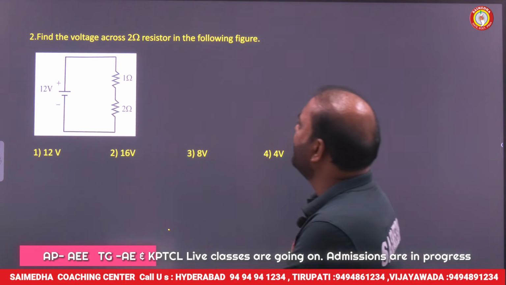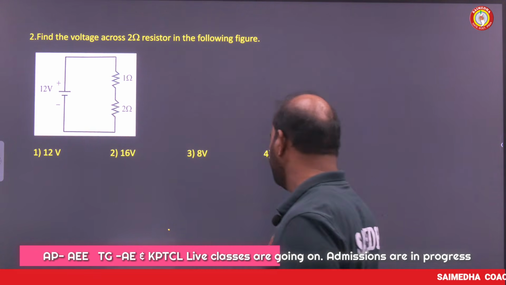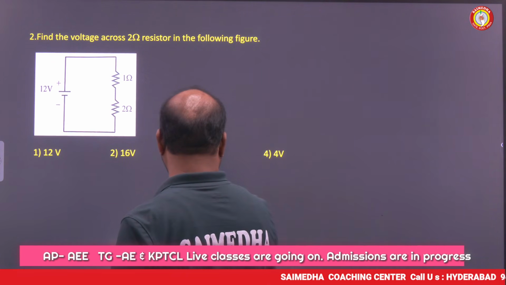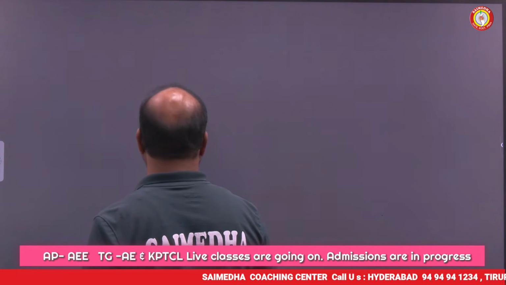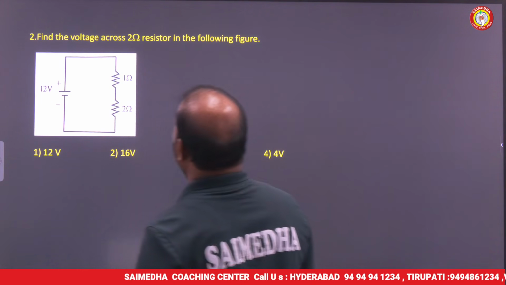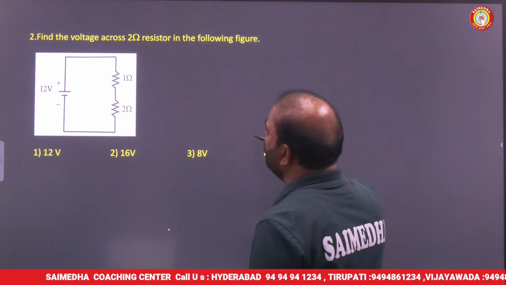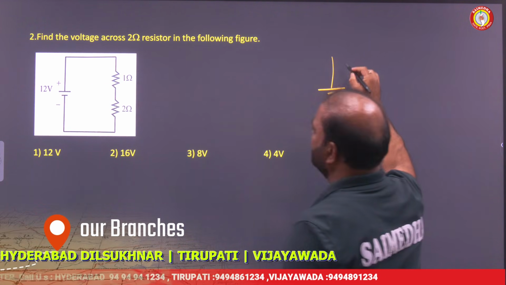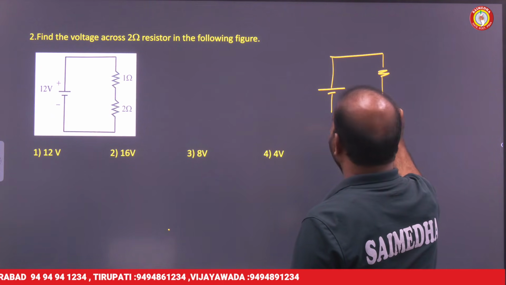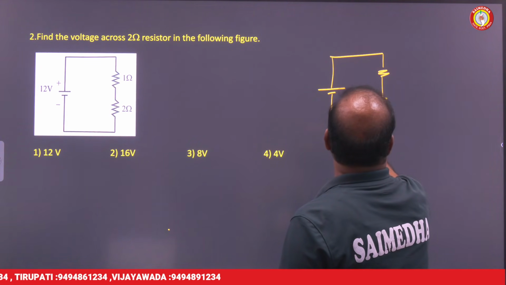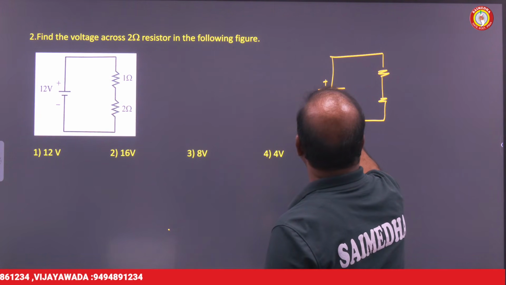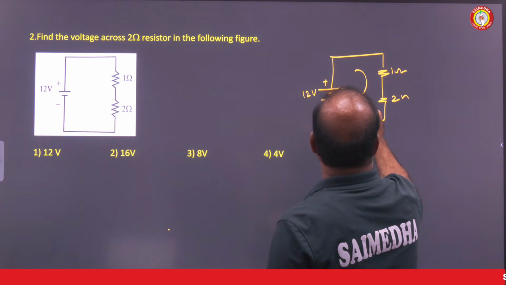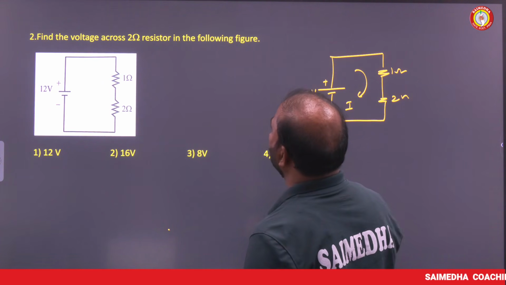Find the voltage across the 2 ohm resistor in the following figure. It's a very simple question, my friends. It's a direct question. Directly, you apply KVL. This is the given circuit, a single loop, with a 12 volt source, 1 ohm and 2 ohm. We need to find the voltage across the 2 ohm resistor.